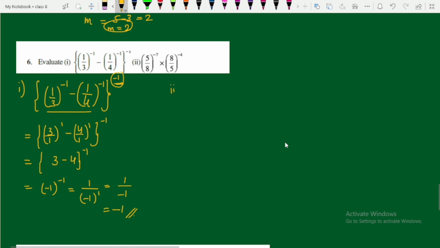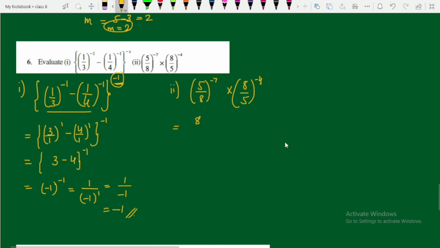The same way, question number 6 in the second one: (5/8)^(-7) × (8/5)^(-4). How will we solve this, students? Again, first our aim is to convert into positive exponents by reciprocating the fraction.